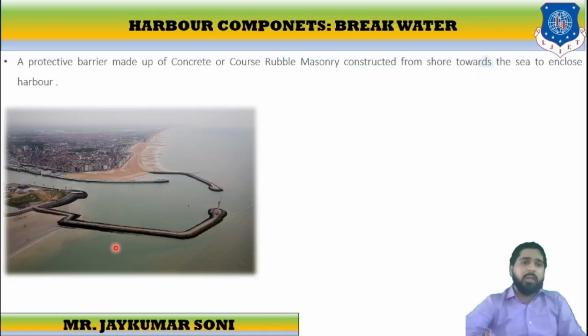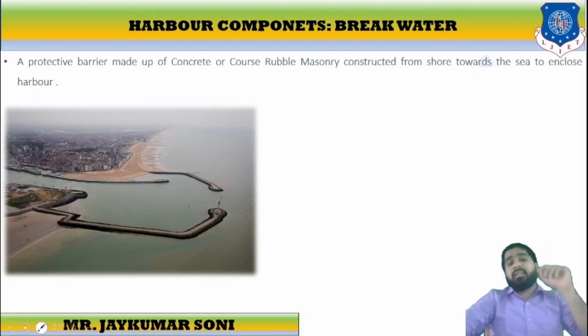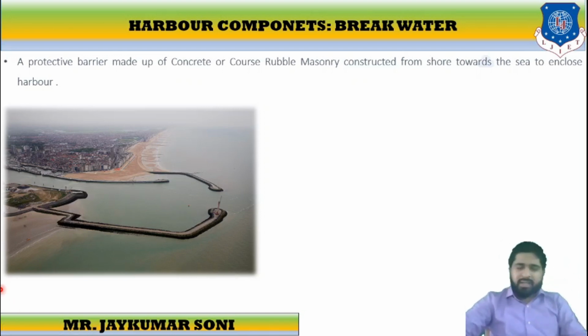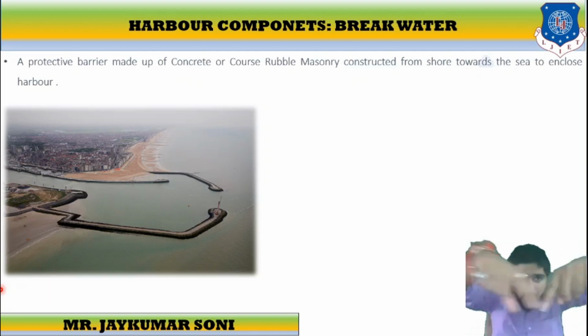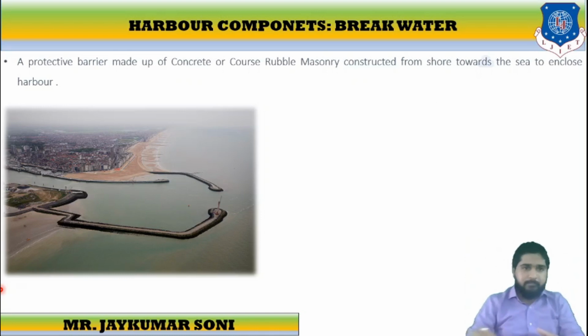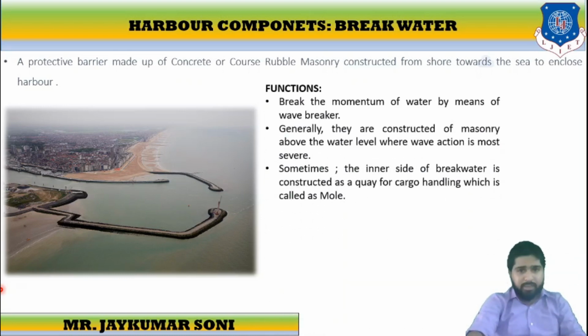Now this particular breakwater is a protective barrier. It is made up of various materials, such as concrete, vertical wall, and sometimes coarse rubble masonry, and it is constructed from the shore towards the sea. Why? To enclose the whole harbor area and protect it from various kinds of natural calamities.